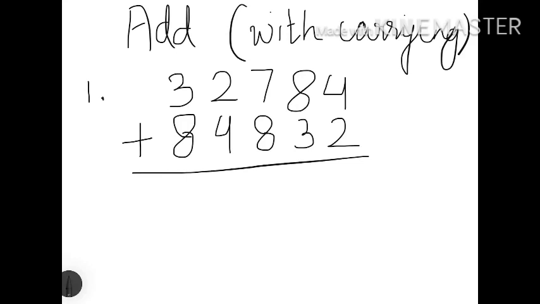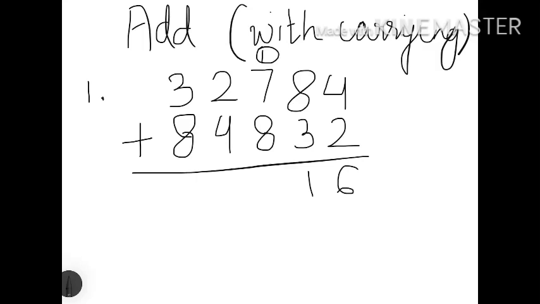That means when I add somewhere, I'll get the answer as a 2-digit number, so I have to carry 1 digit to the neighboring digit. Alright. So here 4 plus 2 is 6. Then 8 plus 3 is 11. 11 is a 2-digit number, so I will put 1 here and 1 will be the carryover, like this.